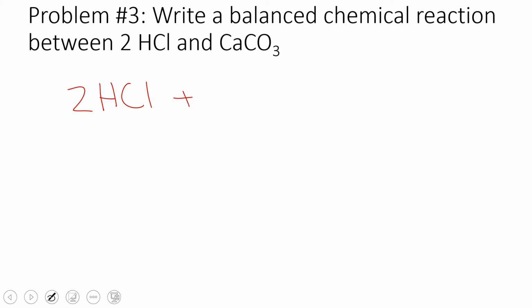2HCl plus CaCO3. You'll notice that here it looks especially different because we've got quite a few things going on. So this is a little more complicated. Right now, this 2 tells me that I have 2 hydrogens and 2 chlorines because it's at the very beginning of the equation, right?